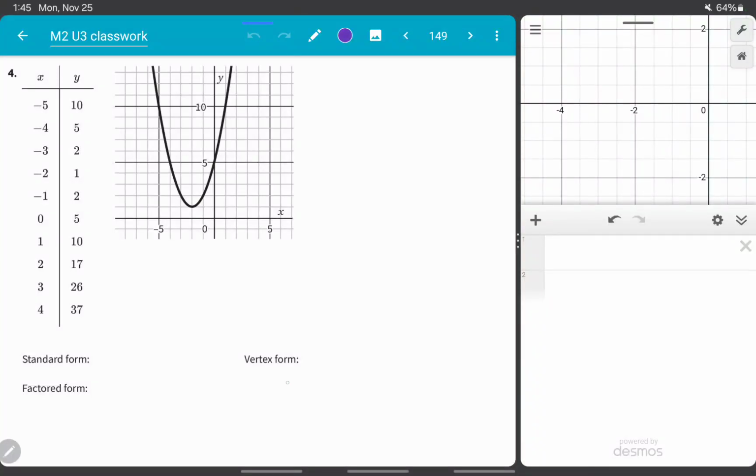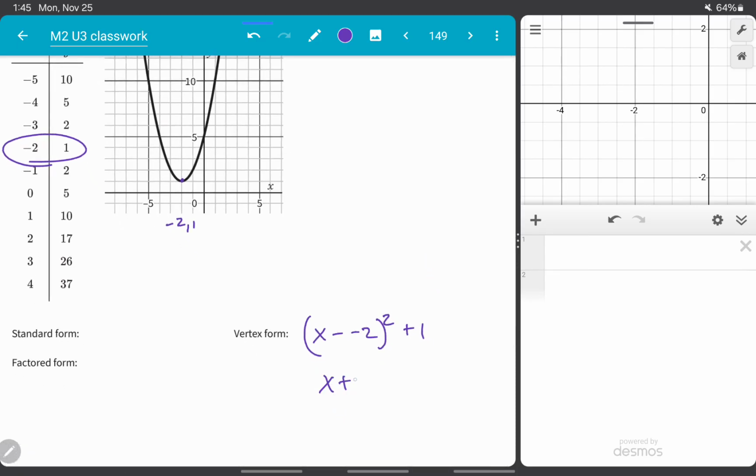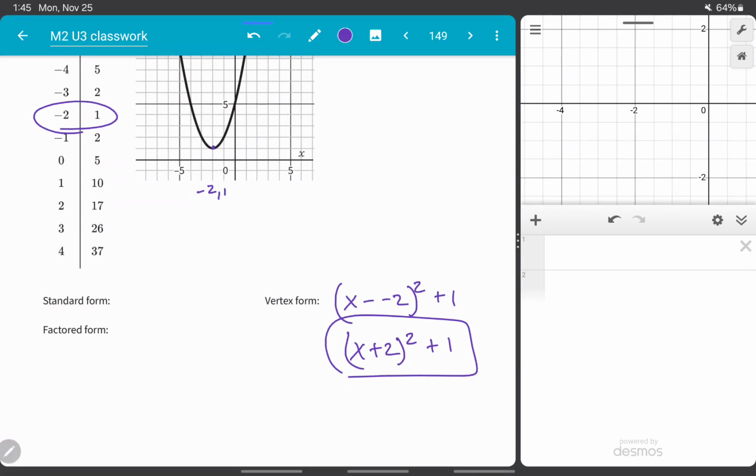Okay, let's start with vertex form. Looks like we have a vertex here at -2, 1. So let's plug that in. x minus -2 squared plus 1. Simplify that to x plus 2 squared plus 1. There's vertex form. To get standard form, we can distribute this out.